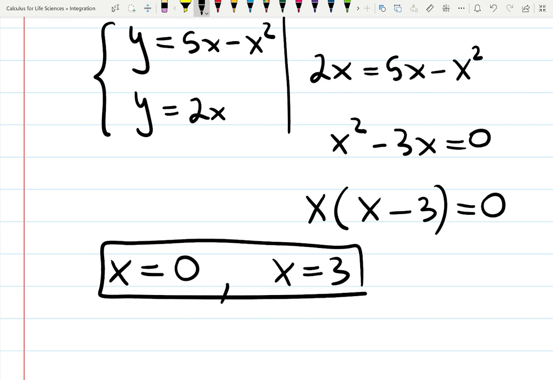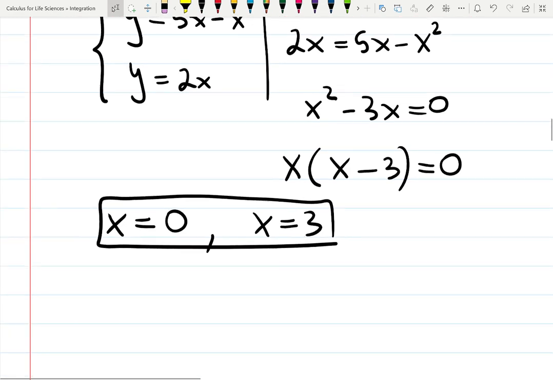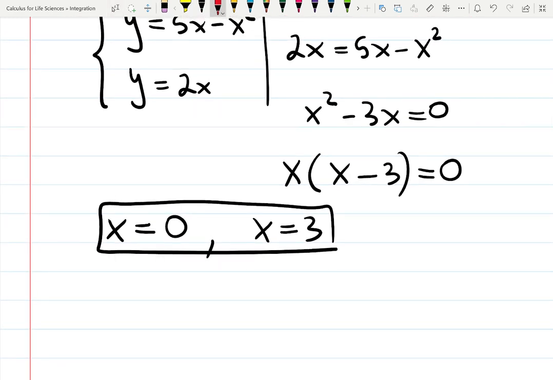We never needed the vertex. We never needed anything else. We don't even need y coordinates here. Sometimes we do if you choose case 2, but we don't in this case. So it's ready. Build the integral.